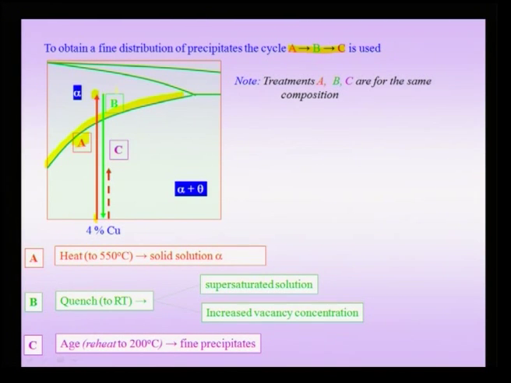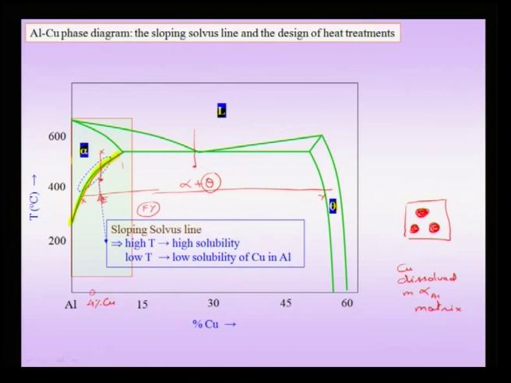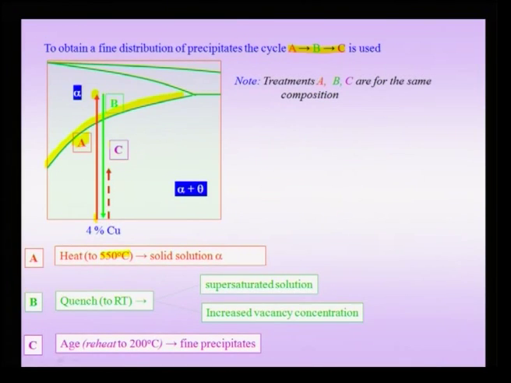So, typically the temperature I can heat to is about 550 degrees Celsius, which is above the solvus line of this phase diagram. So, we are heating somewhere here, in this temperature regime, so as to get a uniform solid solution alpha. In the second stage, what I do is quench this material. In step B, I quench it to room temperature, and during this quench process, two things are important to note. One is that I get a supersaturated solid solution.